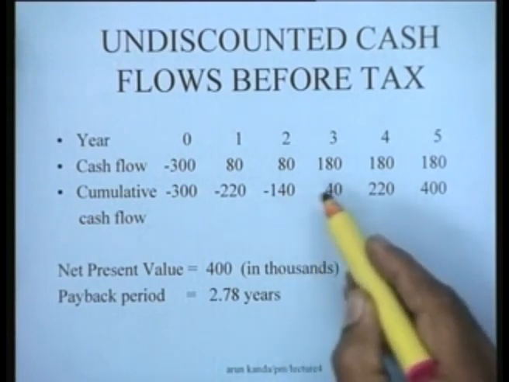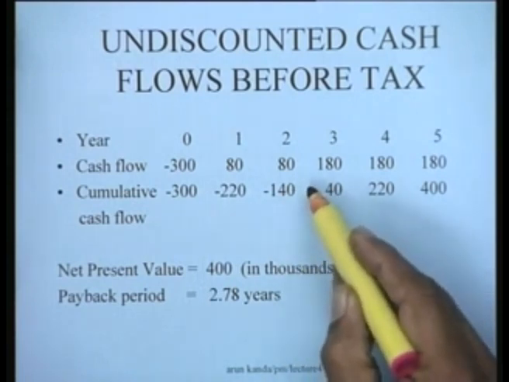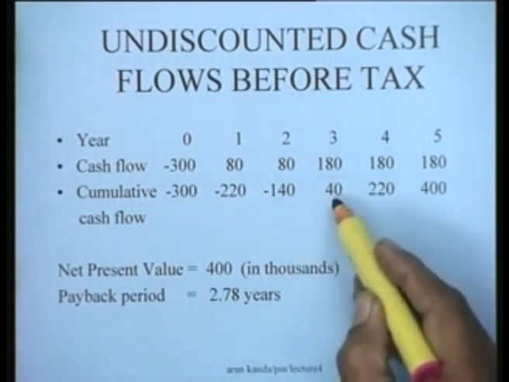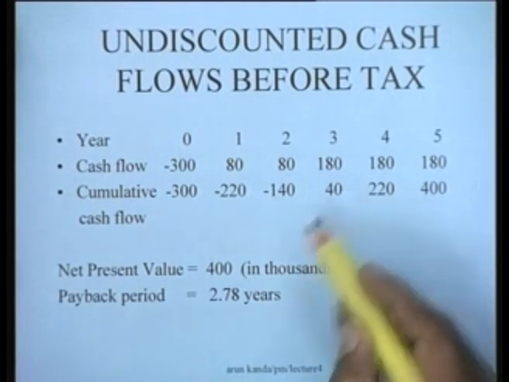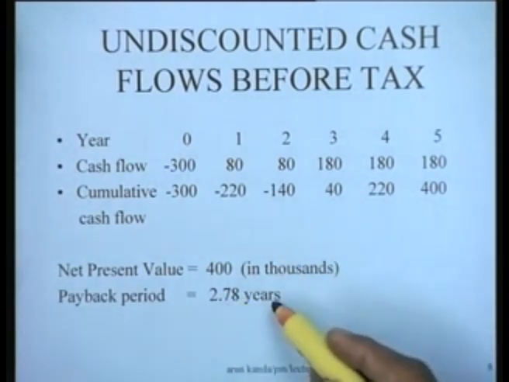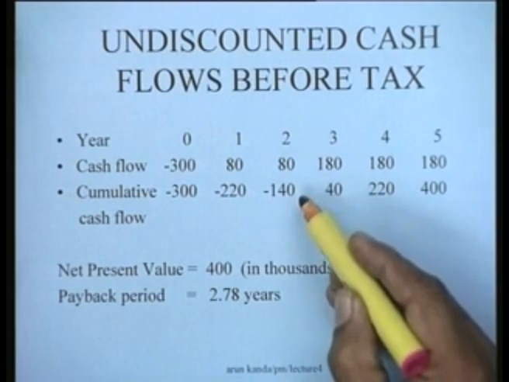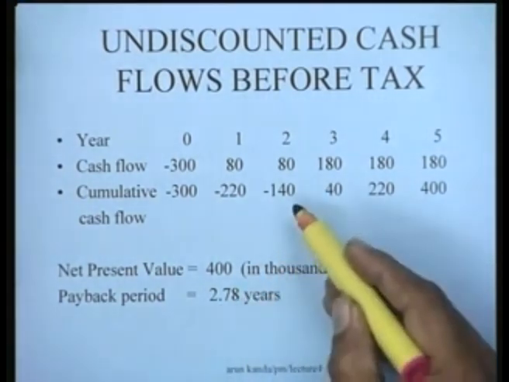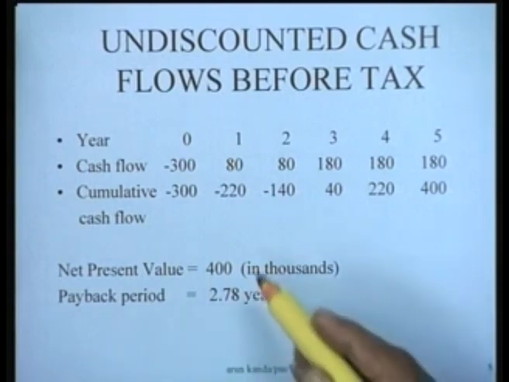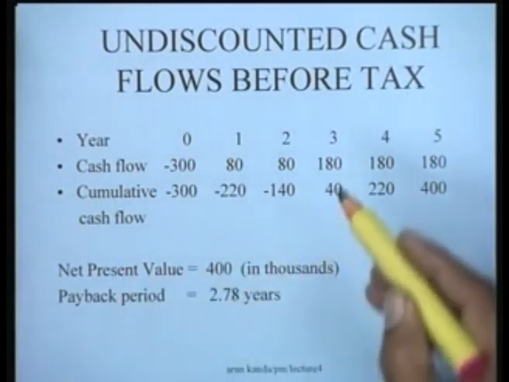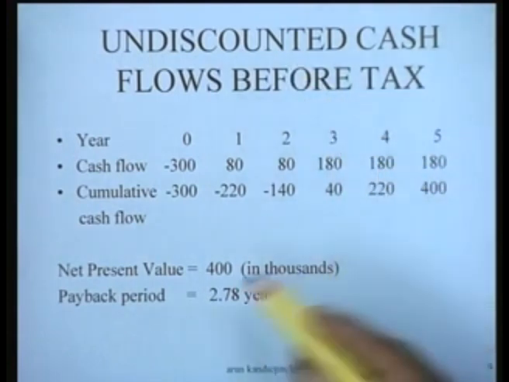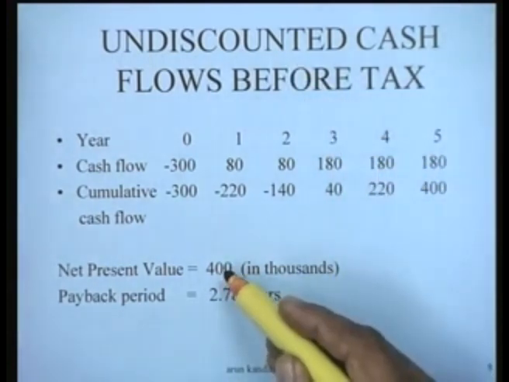So it is obviously in this case going to be 2 plus 140 divided by 180, which is 2.78 years. That is what it is. So we can estimate that in 2.78 years the money is recovered, so that is the payback period, and the net present value undiscounted, that means for I is equal to 0, is 400. So 400,000 is in fact the NPV.